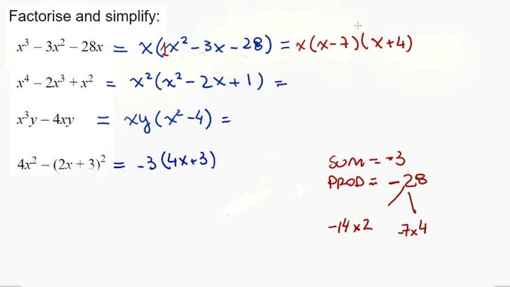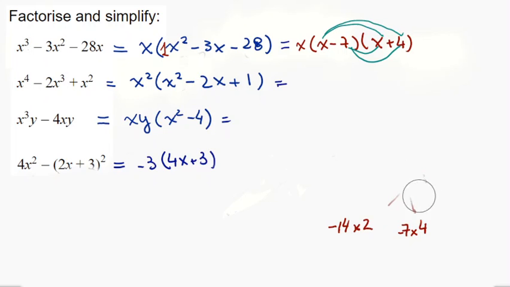Take a look. If I expand x and x, I would get x squared. If I expand x with 4, I would have 4x. Minus 7x with the 4x that I had before would be minus 3x. And minus 7 with 4 would be -28. So that's it, right? That's the final answer for the first problem.